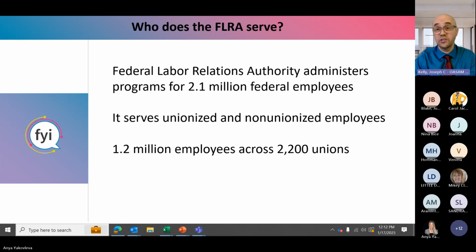So who does the FLRA serve? They administer programs for about 2.1 million federal employees. It serves both unionized and non-unionized employees. For the unionized employees, they have about 1.2 million federal employees across 2,200 different bargaining units or unions. Next slide.